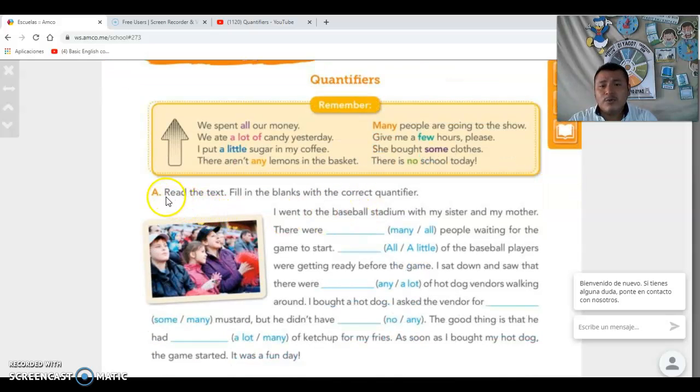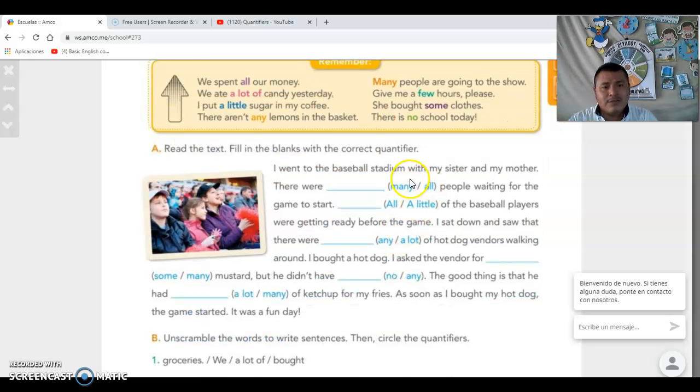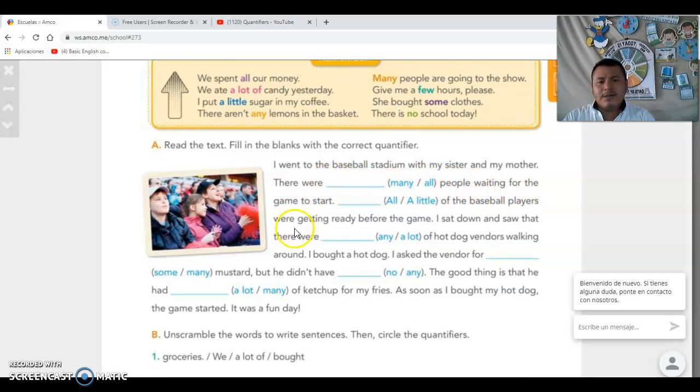So what you need to do, it says read the text, fill in the blanks with the correct quantifier. So which one? You have the quantifiers right here, okay? And you need to choose which one, if it's many or all or a little, any or a lot, no or any, some or many, a lot of, many. You need to read the text. I went to the baseball stadium with my sister and my brother. So right here, you need to start. Do you think there were many people or there were all people? So think about it and do it, please.